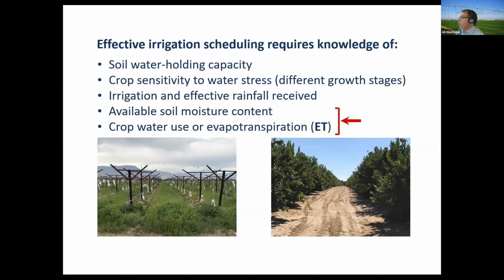But there are also two very important parameters we need knowledge of. These two are very complicated. One is soil water status, the other is crop water use, or evapotranspiration, or ET. The reason these two parameters are very complicated is because they are very variable over time and season. That's why we need tools and technology to track their values carefully for irrigation management.